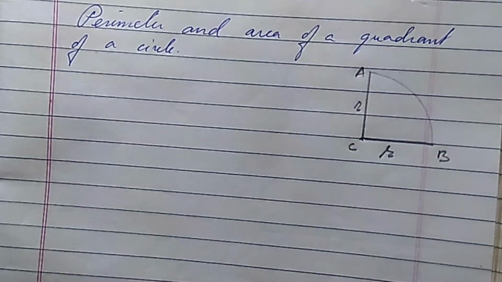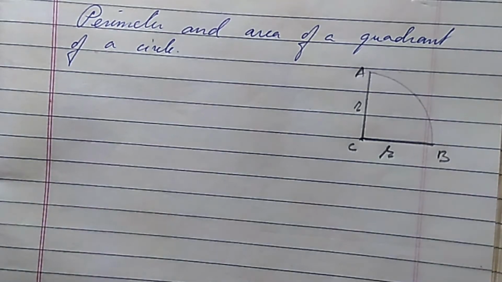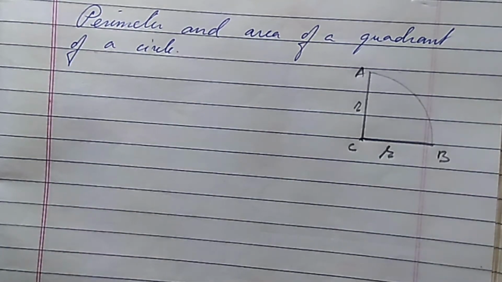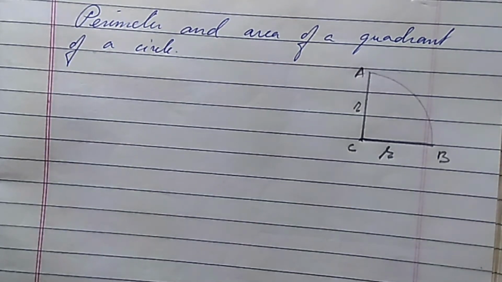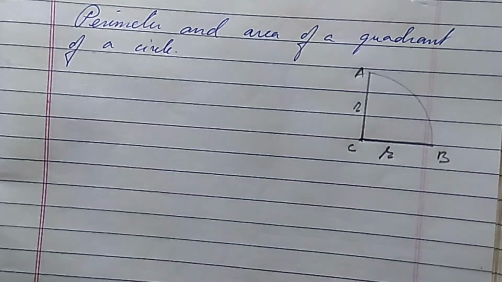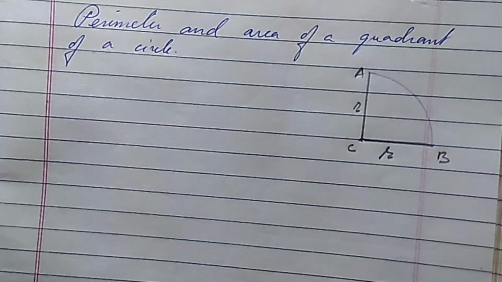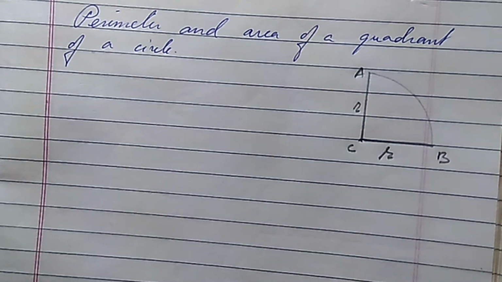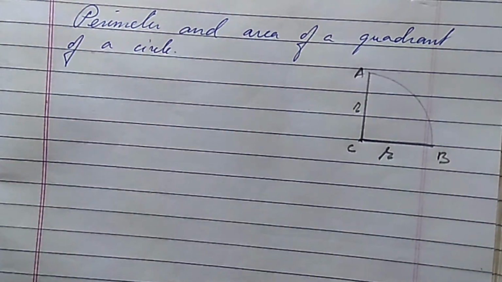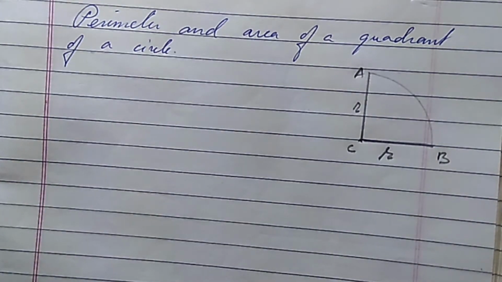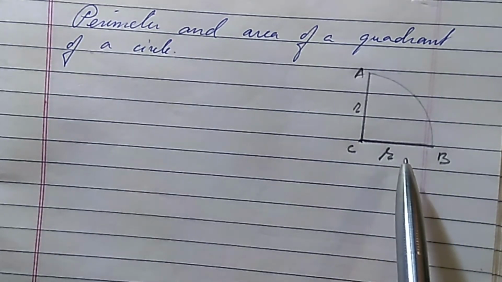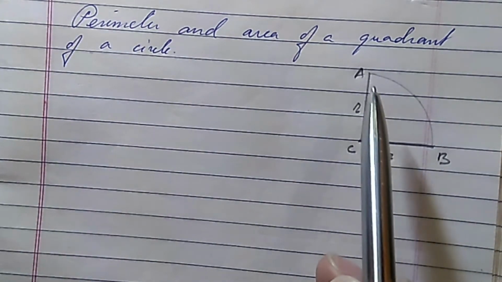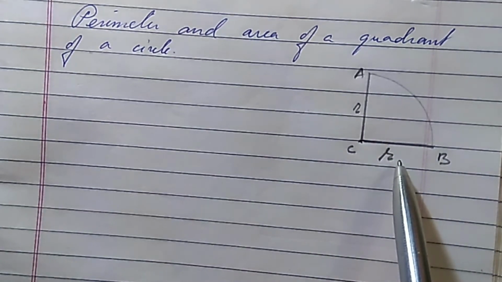Lastly, let us learn the perimeter and area of a quadrant of a circle. Now, what is a quadrant of a circle? A quadrant of a circle is one fourth of a circle with the radius r. So, if we divide the whole circle into 4 equal parts, then one part of it is called a quadrant of a circle. So here I have drawn the quadrant of a circle with radius r.